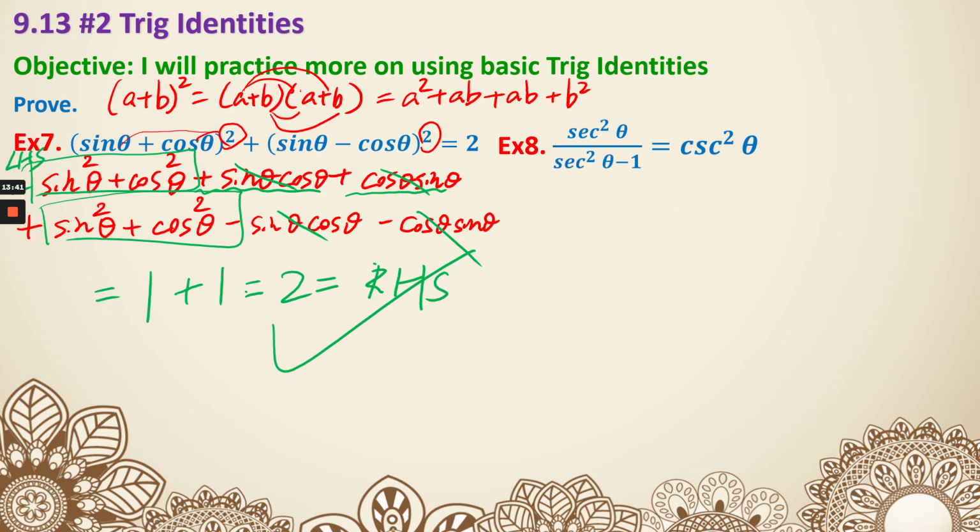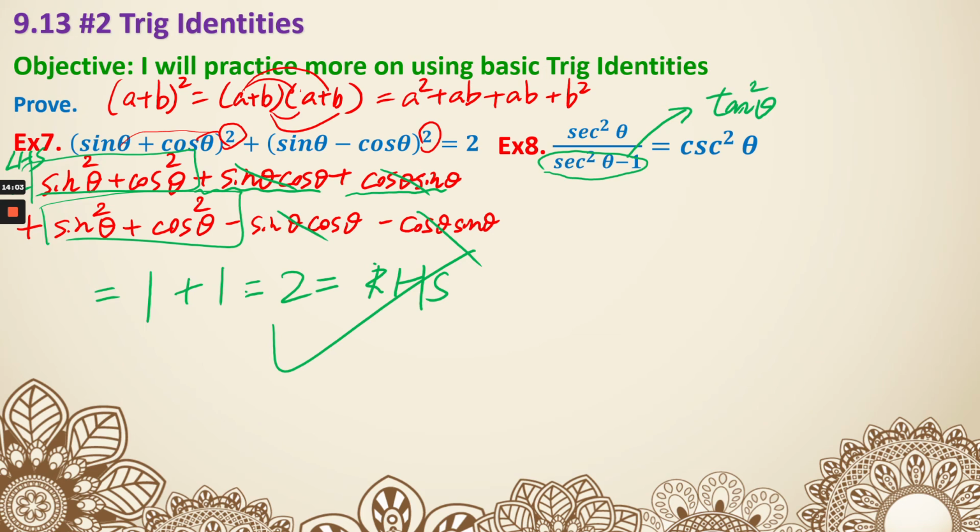Number 8. For this question, you can totally realize secant squared minus 1 is actually tangent squared. And then you can deal with that question like that. However, I'm going to offer a different way. For that question, there are many different ways. There are like 4 different ways. I'm going to do something slightly different.